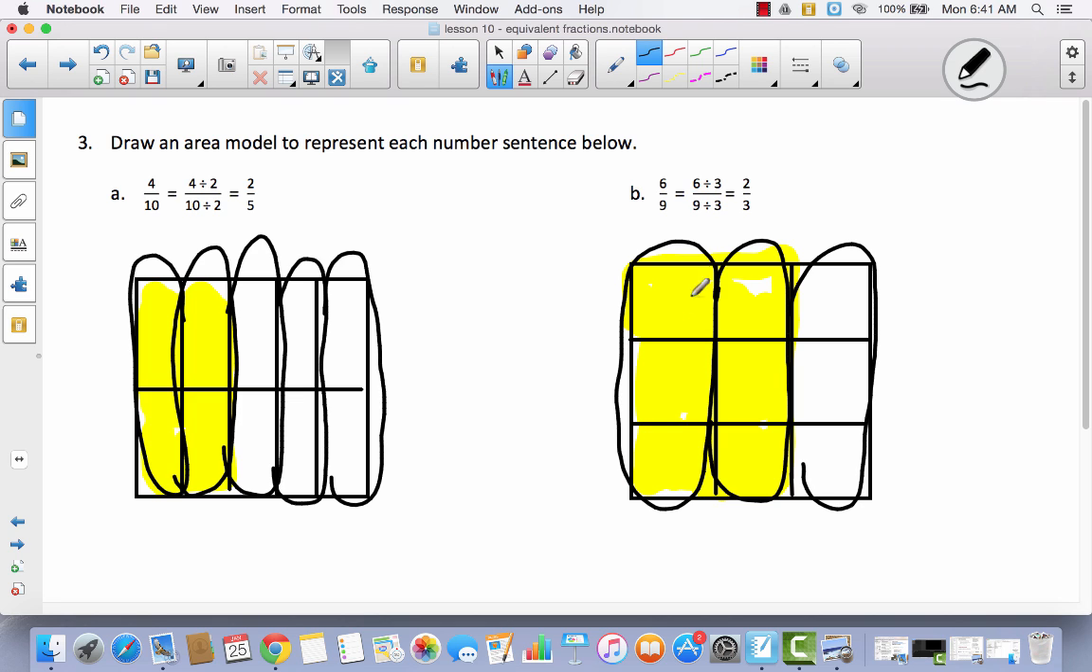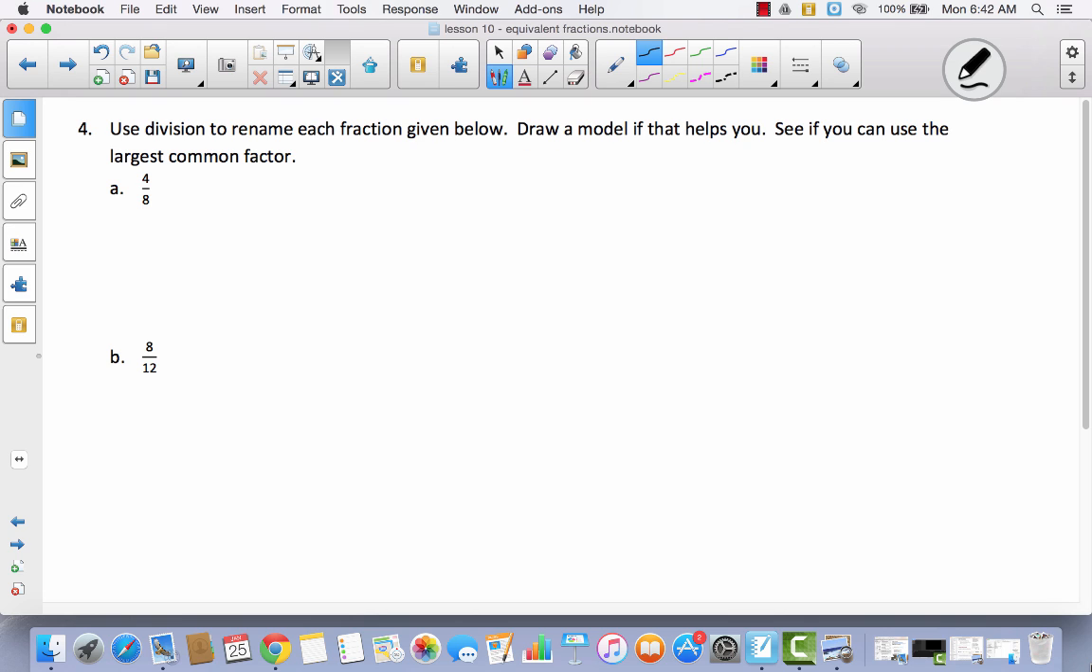So it began with 1, 2, 3, 4, 5, 6 out of 9, and now I have 1, 2 out of 1, 2, 3. So I have 6/9 is equal to 2/3.